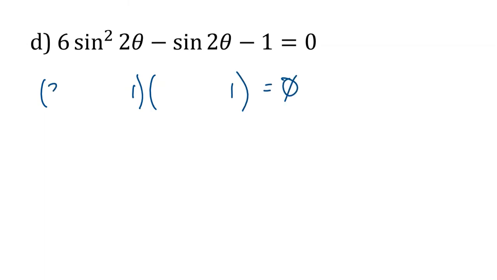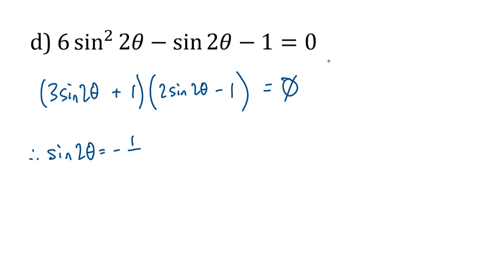And it's got to be 3 sine, careful, 2 theta and 2 sine 2 theta. And it is going to be minus and plus there. So it's negative 3 sine 2 theta plus 2 sine 2 theta, which gives you the negative sine 2 theta. Therefore, sine 2 theta is negative 1 over 3. Sine 2 theta is a half.